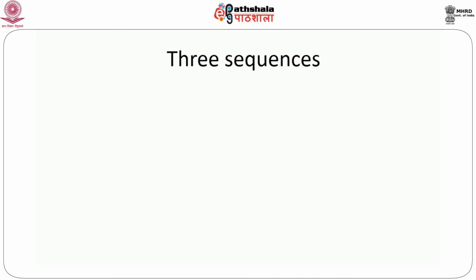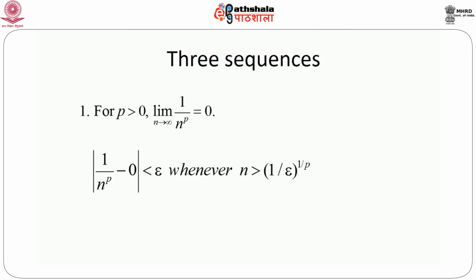Now I will just consider three sequences and investigate their convergence. The first one: for p greater than 0, let us consider the sequence 1 by n to the power p, and we will prove that the limit as n goes to infinity of 1 by n to the power p is 0. The proof is extremely simple, because as n goes to infinity, the denominator gets larger and larger. If we consider the absolute difference, modulus of 1 by n to the power p minus 0, less than epsilon, we can immediately see that this holds whenever n exceeds (1 by epsilon) to the power 1 by p, which is indeed a very large number, because epsilon is small, so 1 by epsilon is very large. Whenever n is greater than (1 by epsilon) to the power 1 by p, we will always have the modulus of 1 by n to the power p minus 0 less than epsilon, and hence the limit of 1 by n to the power p equals 0 as n goes to infinity.